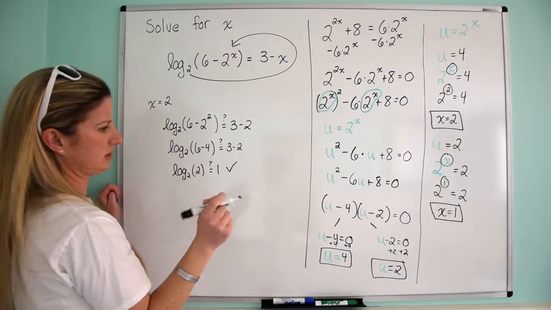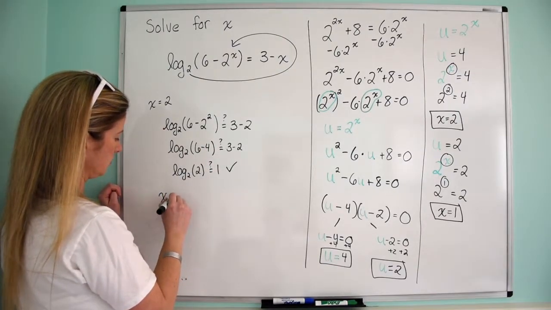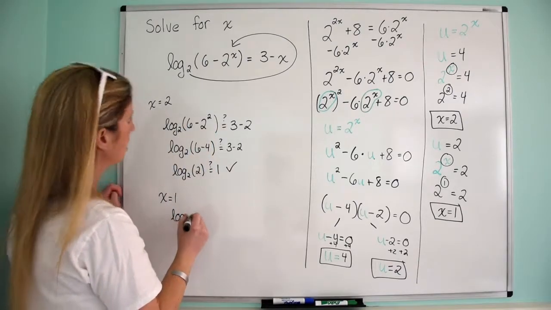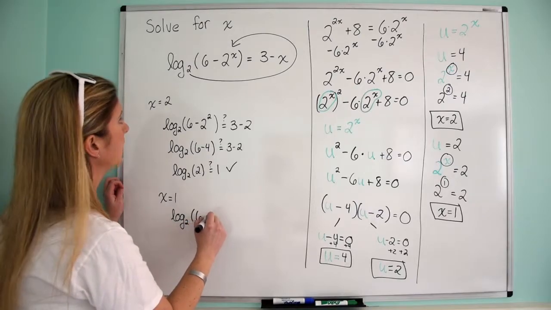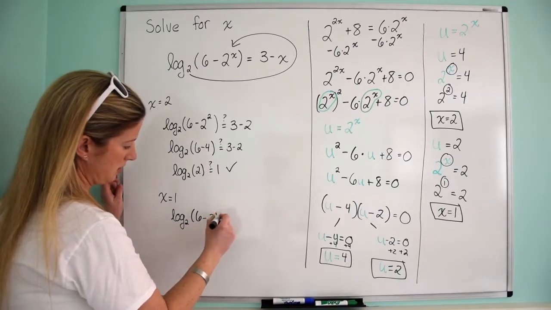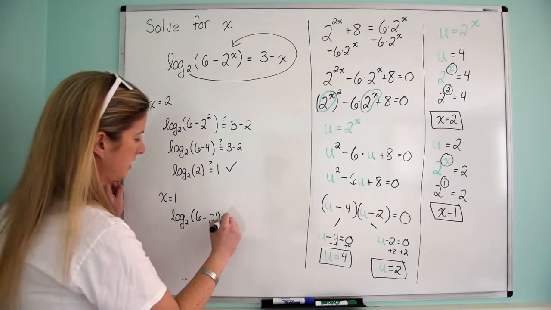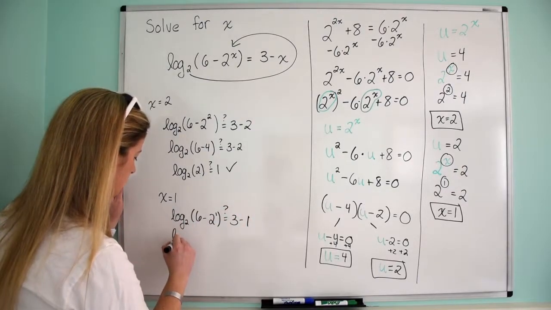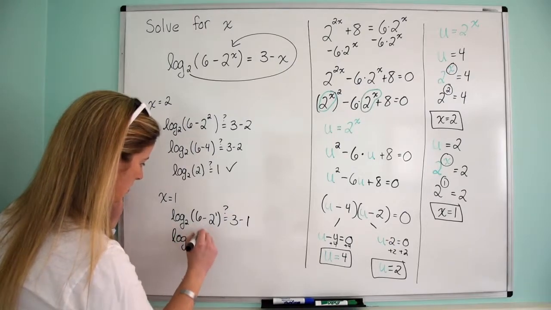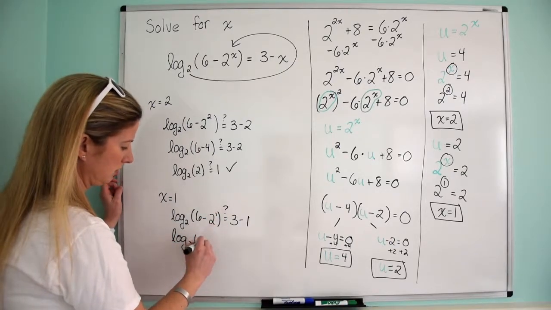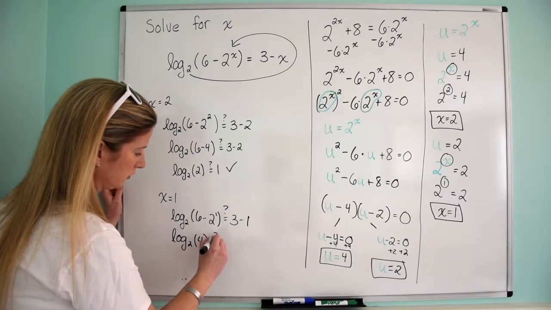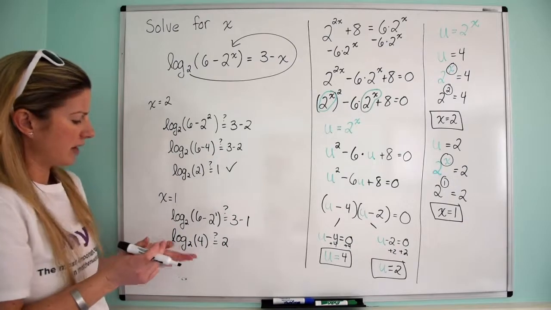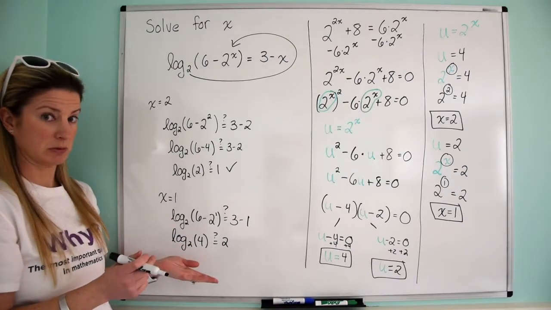Now let's check x equals 1. So now when x equals 1, that's going to be log base 2 of 6 minus 2 to the first. And does that equal 3 minus 1? So that's going to be log base 2 of 6 minus 2 to the first, which is 2, so log base 2 of 4. Does that equal 2? I can tell you right now this is a true statement. Log base 2 of 4 does equal 2.